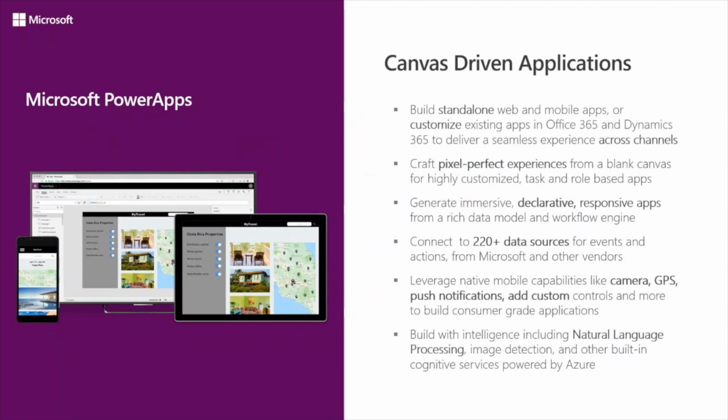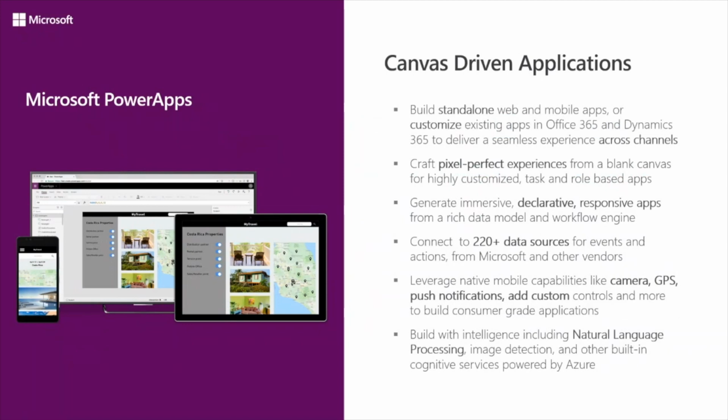Because the Power Platform sits on Azure, as Alok was mentioning before when we were looking at that stack slide, all the things that you can leverage within Power Apps are all the intelligence features that we have as part of the cognitive services powered by Azure. You have natural language processing, image detection. All of these things are built into the application, so you can actually use these in order to build your applications.